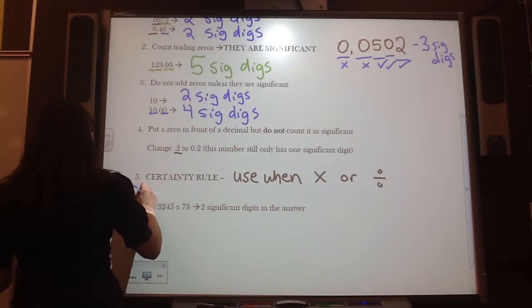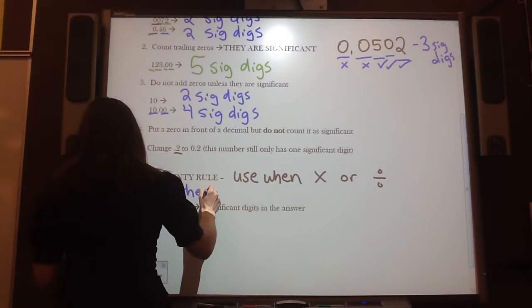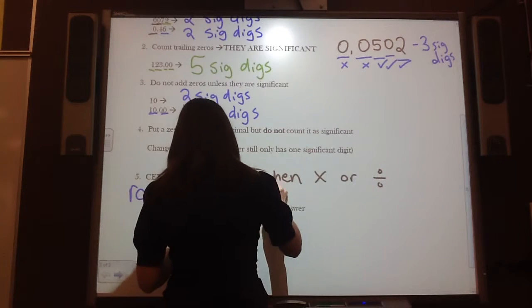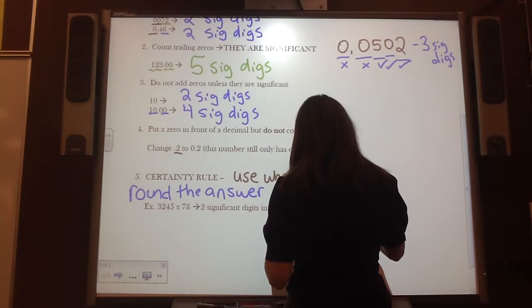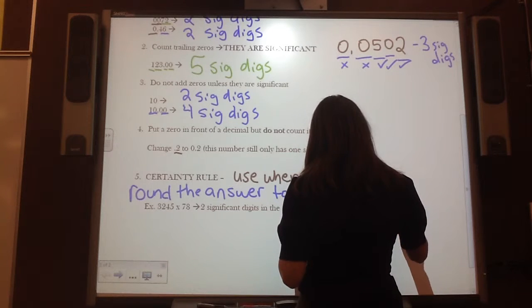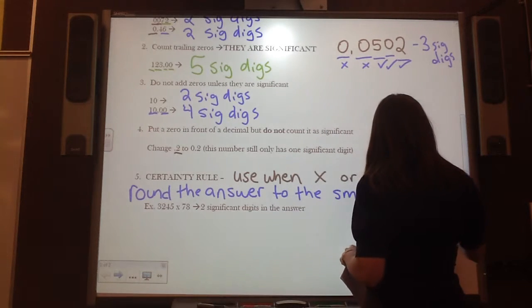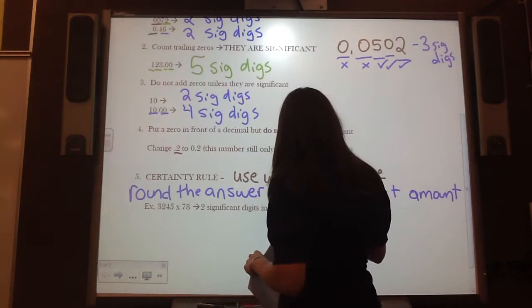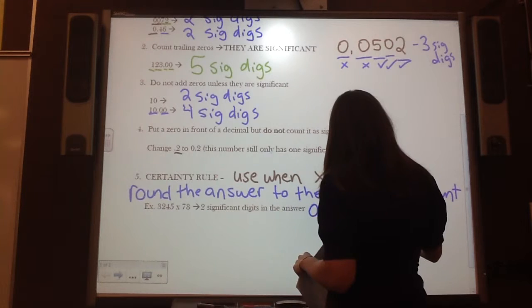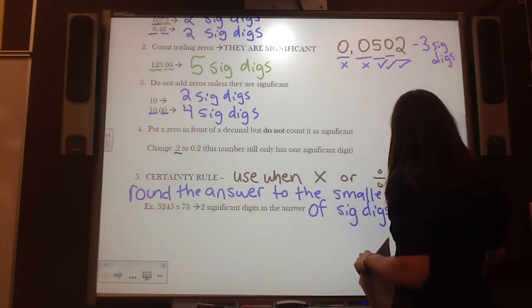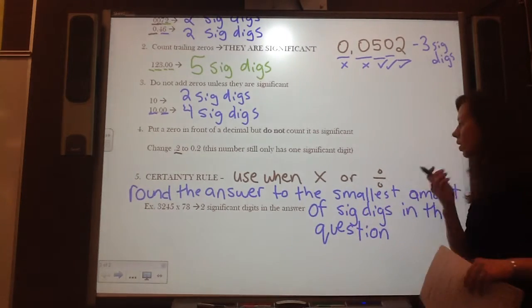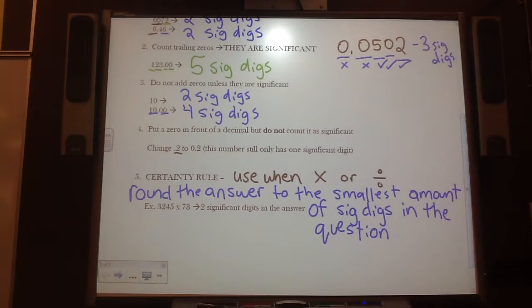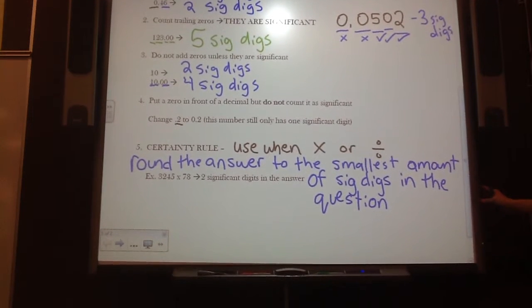Okay. Round the answer to the smallest amount of Sig Digs in the question. Sorry that I kind of went off there. So round the answer to the smallest amount of Sig Digs in the question.